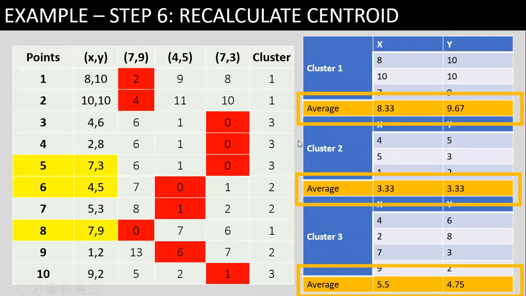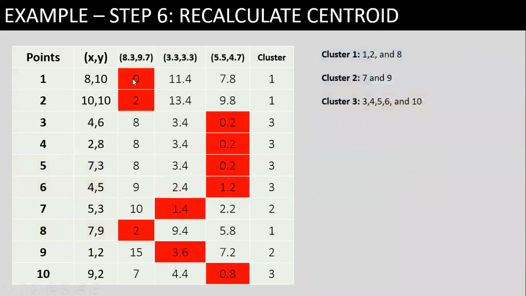So we'll use the new centroids to calculate the new distances from the points. Doing so, we will arrive at the new clusters. Cluster 1 will remain unchanged, so cluster 1 are points 1, 2, and 8. Cluster 2 has changed. It now only has points 7 and 9. And then cluster 3 has the points 3, 4, 5, 6, and 10.